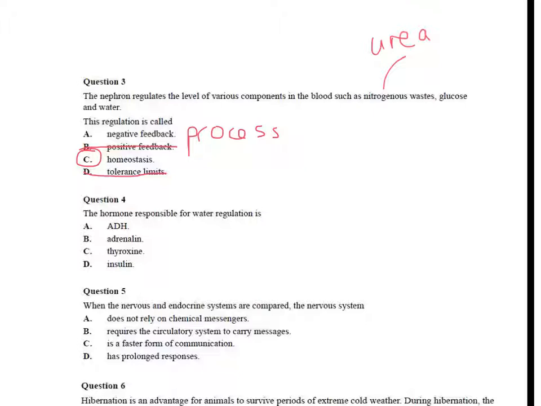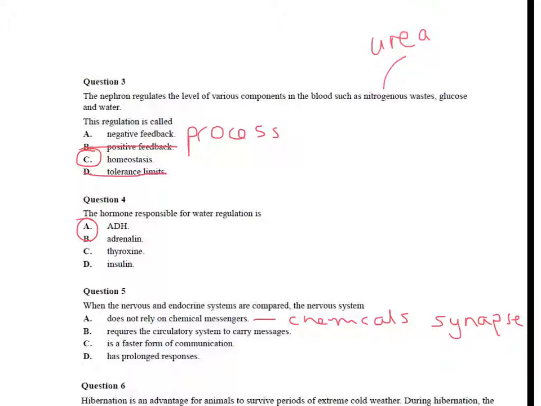Okay, question 4, the hormone responsible for water regulation is ADH. Hopefully you all got that, no worries. And going down to question 5, when the nervous and endocrine systems are compared, the nervous system, it could be, does not rely on chemical messengers. Well, that's true, except for the fact that we have chemicals in the synapse. So because you've got chemicals in the synapse, then it's not a completely correct answer.